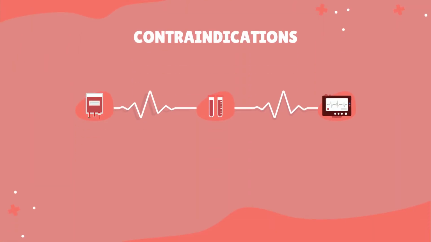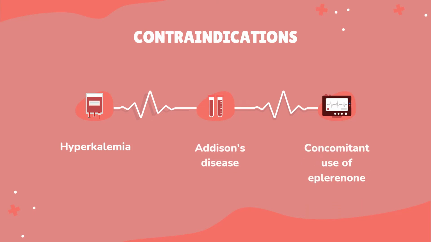Aldactone is contraindicated in patients with hyperkalemia, Addison's disease, and concomitant use of allopurinol.